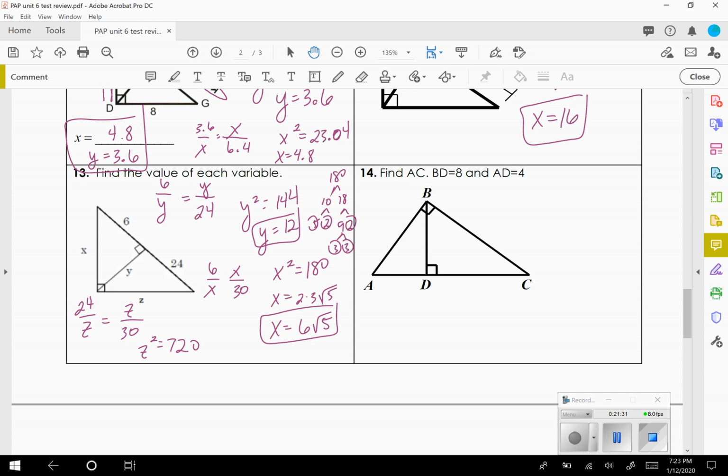Okay, and 720 is not a perfect square. So start breaking it down. We got 72 and 10. Okay, so 10 breaks down to 5 and 2. 72 is 9 and 8. Okay, so 8 breaks down to 4 and 2. And the 4 breaks down to 2 and 2. 9 is 3 and 3.